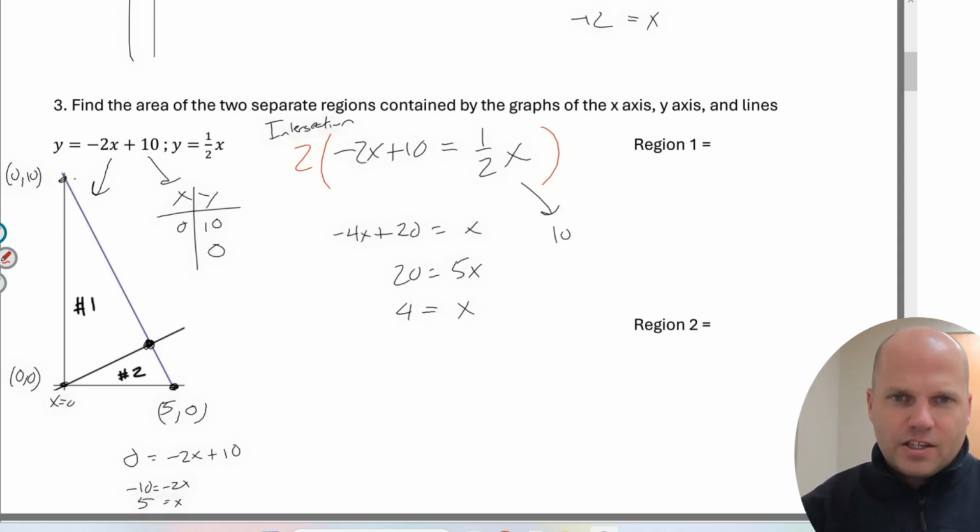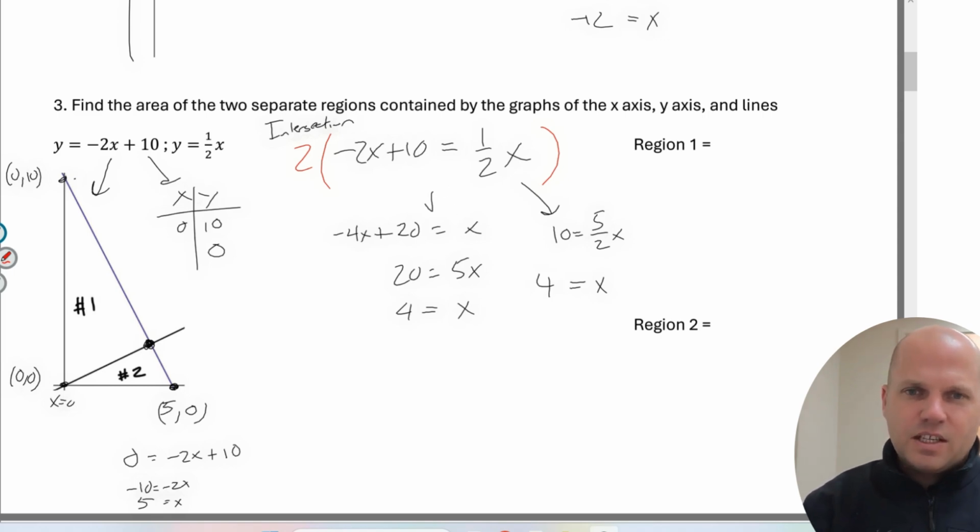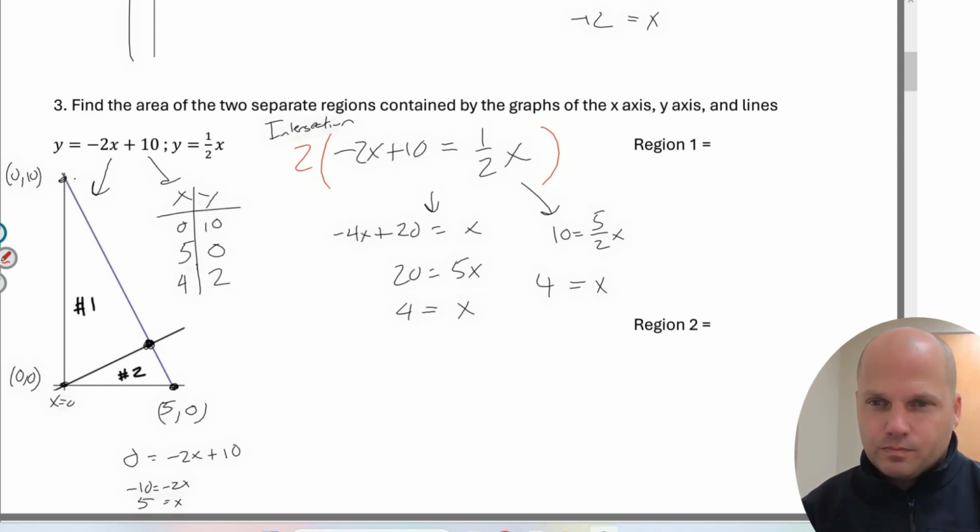If you added 2x, you'd get 4 halves plus 1, which is 5 halves x, and then you have to multiply by 2 and divide by 5, and you'll get the same answer. But isn't this maybe a little bit easier? Maybe we should be teaching that. Anyways, we have this 0, 5. Now we have this 0, 4. Well, when x is 4, we can see y has to be 2. 4, 2. Great.